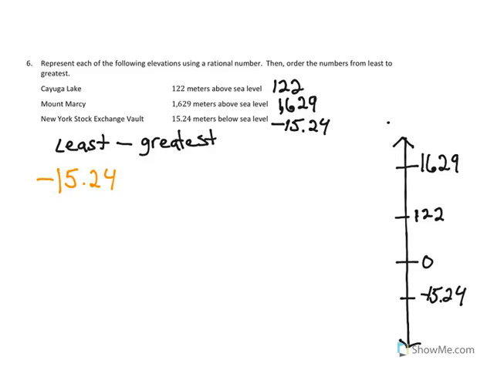And then the next one up, going up, would be 122. And then the next one would be 1,629. If we're putting in our greater than less than signs, we could say that negative 15 and 24 hundredths is less than 122, but 122 is less than 1,629. So now we've ordered the numbers from least to greatest.